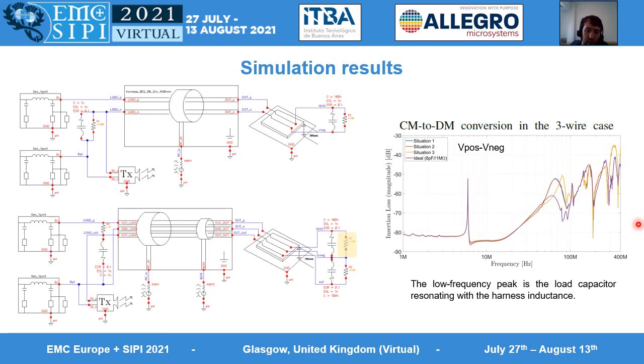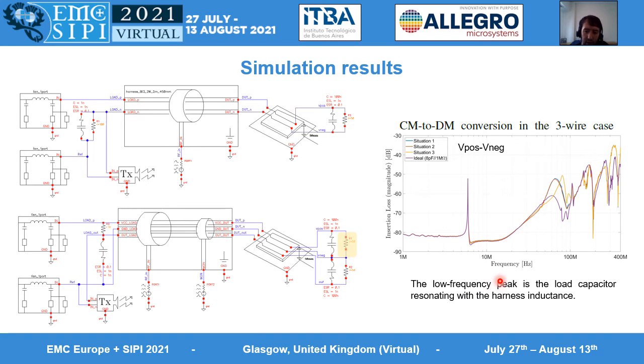Then for the three-wire situation, when we analyze the insertion loss to the BCC port, we can see something similar up to some frequency where the bandwidth of the capacitors is good enough for filtering the impedance variation, basically this capacitor.